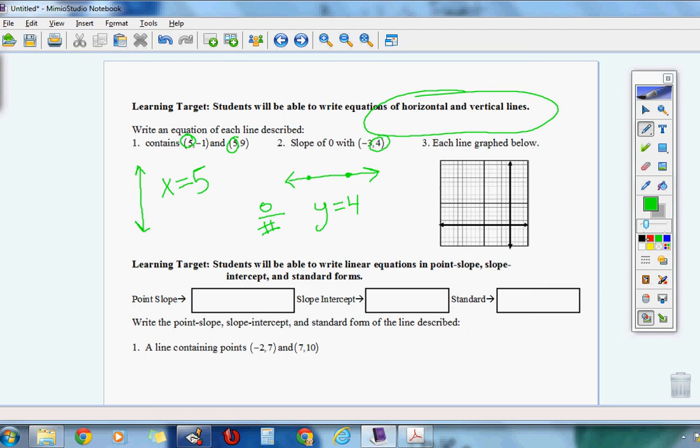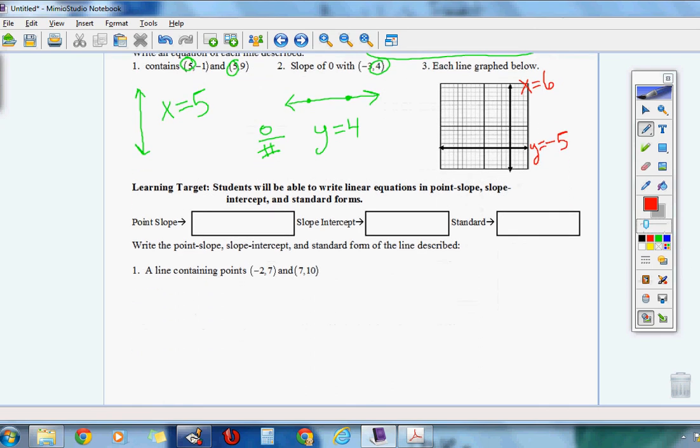Okay, so looking at this one here, each line is graphed. I'm trying to count them perfectly. Small picture, 1, 2, 3, 4, 5, 6. That one is going to be x equals 6 because the x value is always 6. And 1, 2, 3, 4, 5. I think that's a 5. y would be equal to -5. If I'm off by 1, it's just from counting, but hopefully you get the idea.